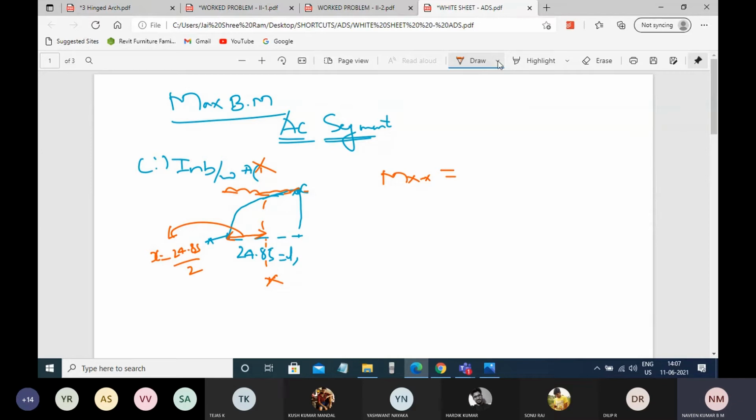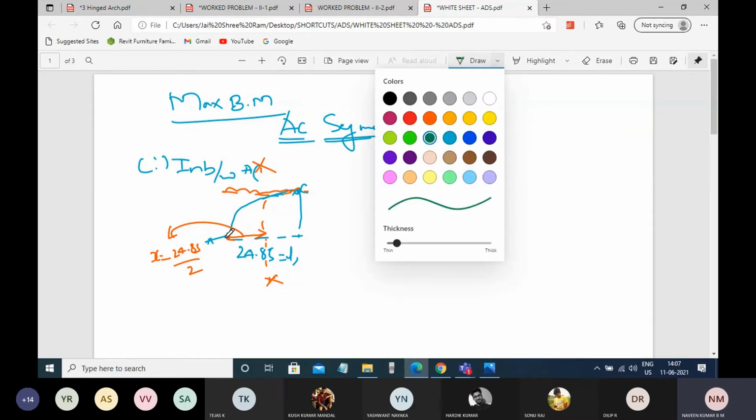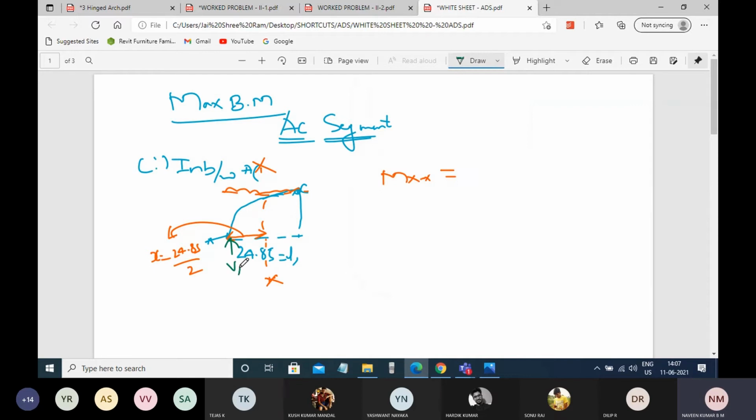Now which forces are acting? One is VA acting at support A, and H is acting at support A, and there is a UDL of intensity 40 over the distance x. If I just calculate, you will get around 12.425 meter, so the distance from A to this particular section is 12.425.